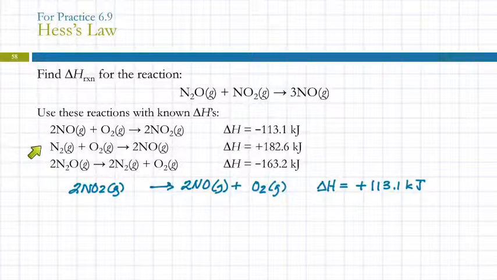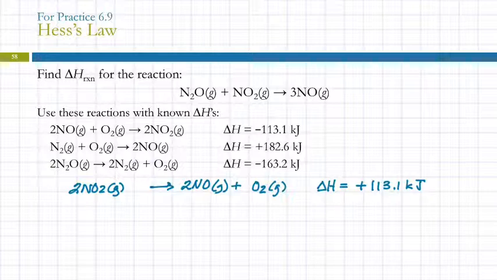Well, we could work on the second equation, or we could go to the third equation. Whatever makes more sense to you. I'm just going to go 1, 2, 3. So I'm going to take this N2O plus O2 to 2NO. I'm going to leave this alone because this is one of my products. I'm not going to worry about the numbers of them yet. I'll worry about that in a couple minutes.